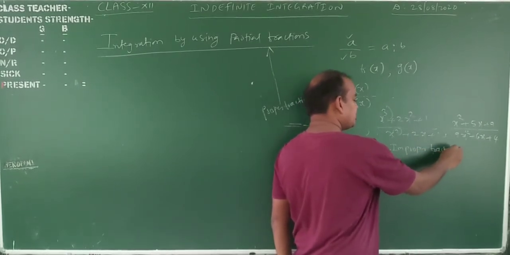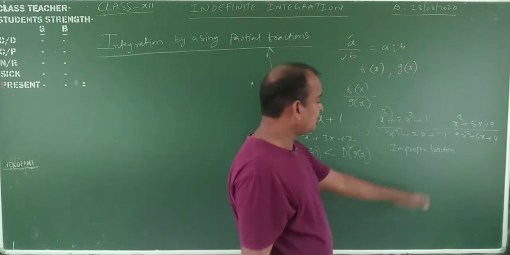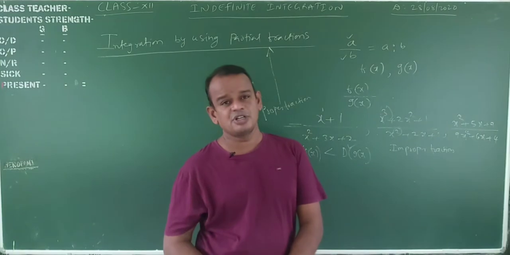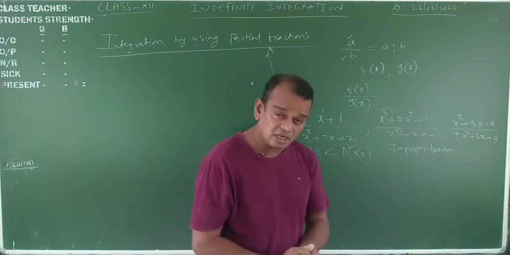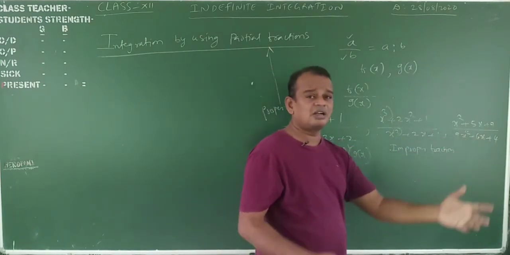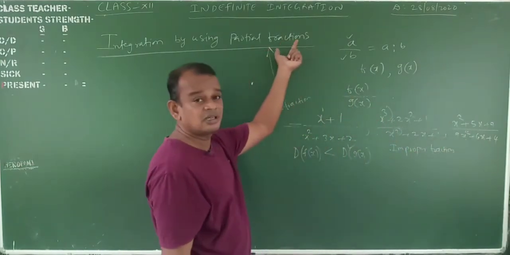Improper fraction. Okay, my dear students, improper fraction. And if the degrees are equal, x square and equal degree also, f of x and g of x have equal degree, that is also called an improper fraction. Improper fractions we cannot split into partial fractions.